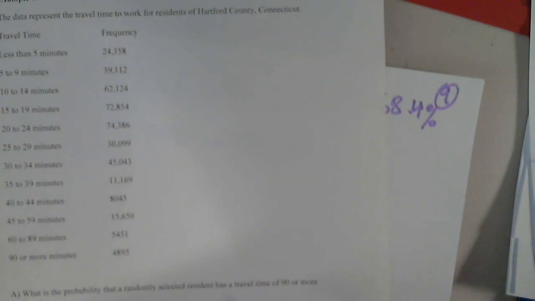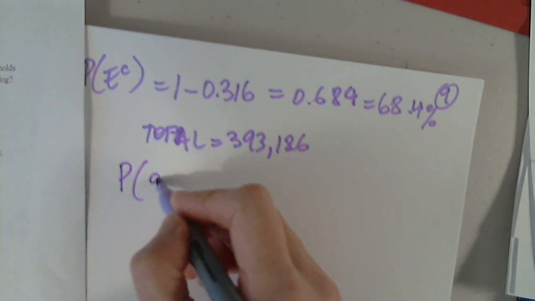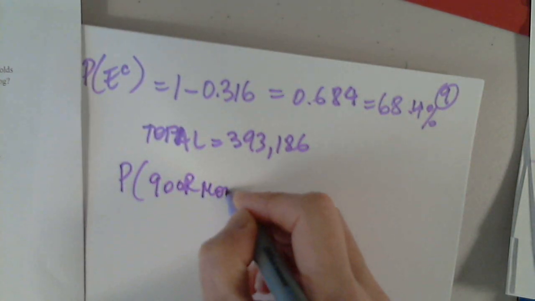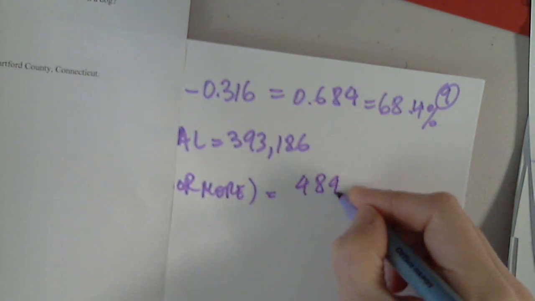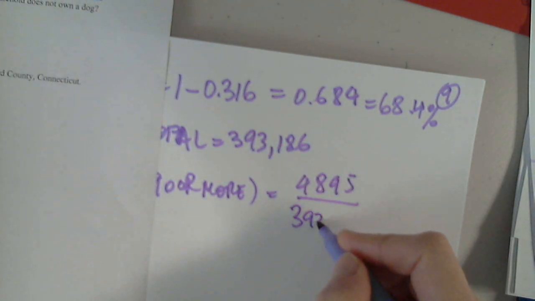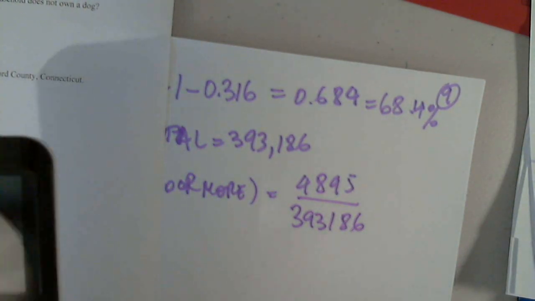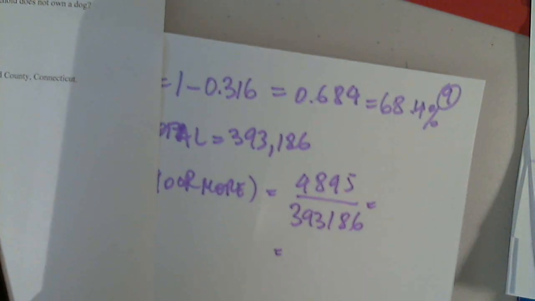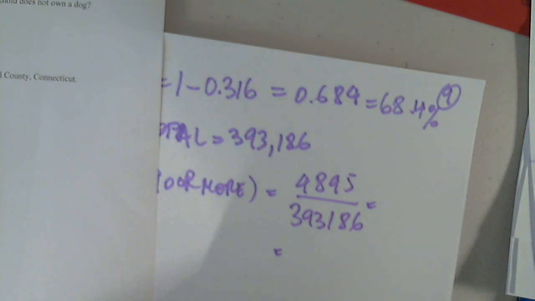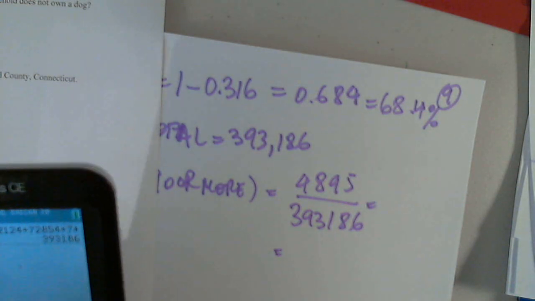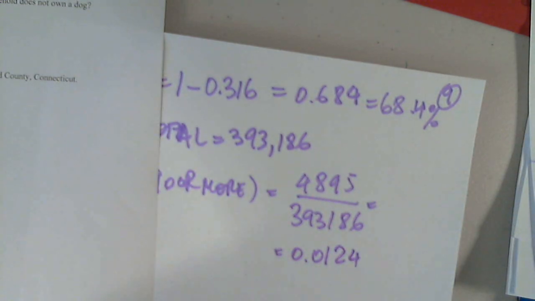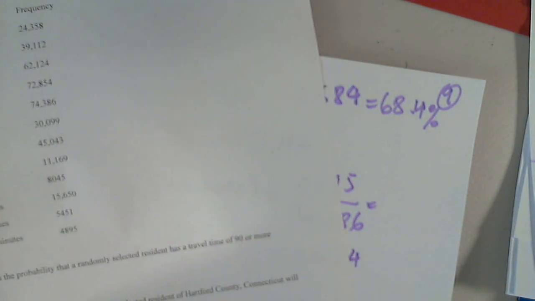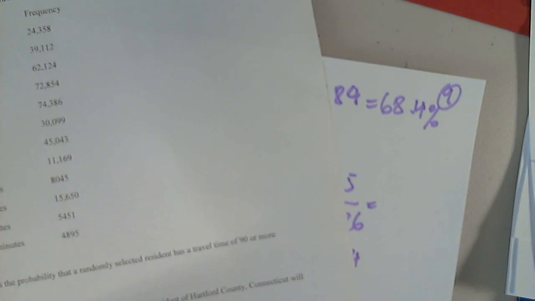What is the probability that a selected resident has a travel time of 90 or more? The probability of 90 or more is 4895 divided by the total, 393,186. I divide, and I get 0.0124. So 1.24%.